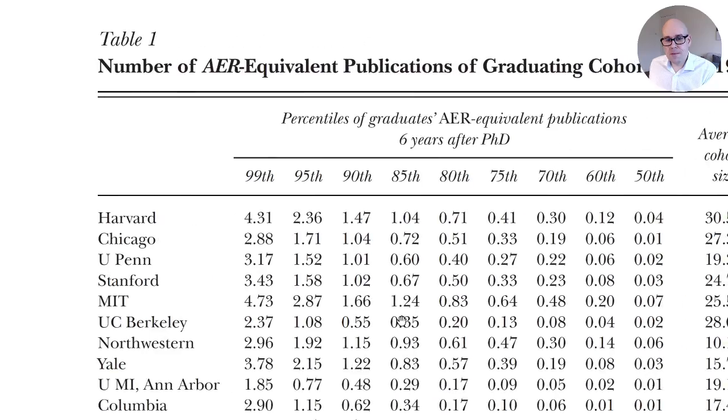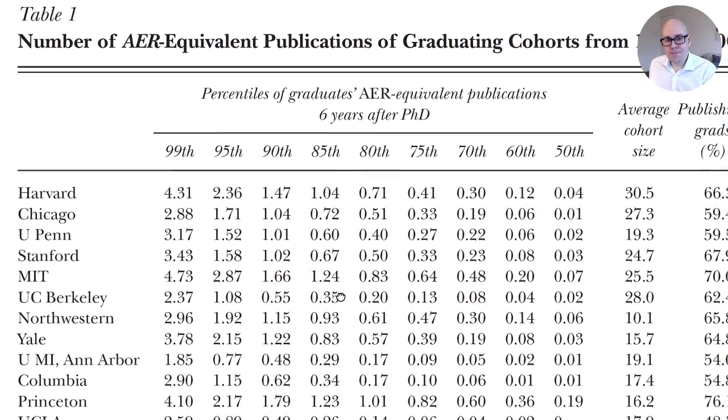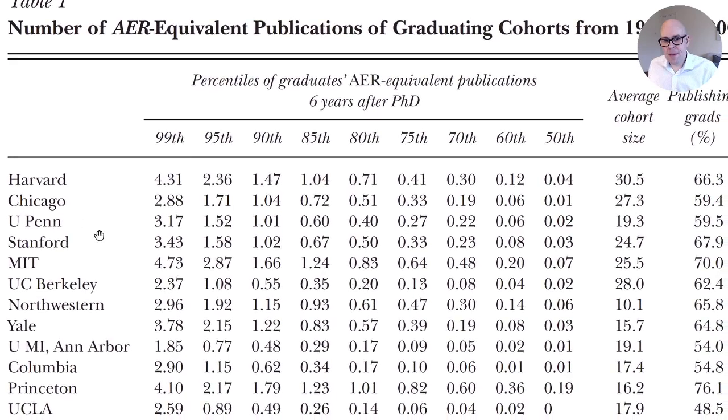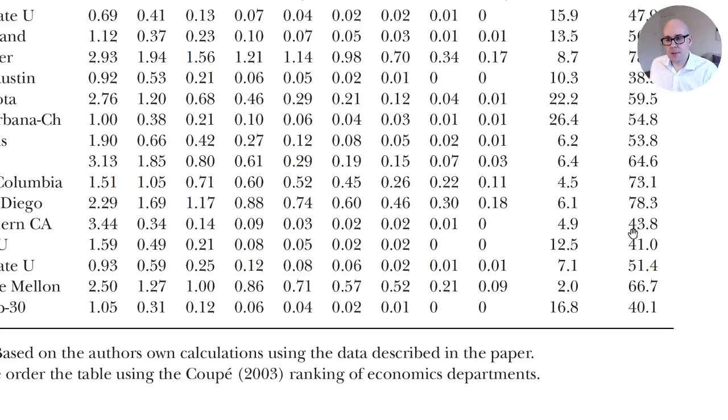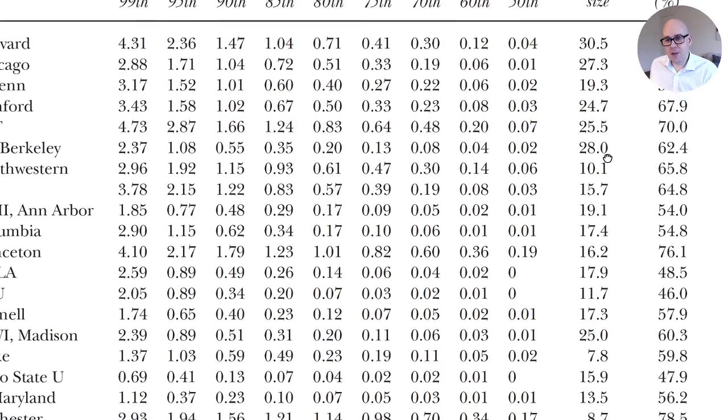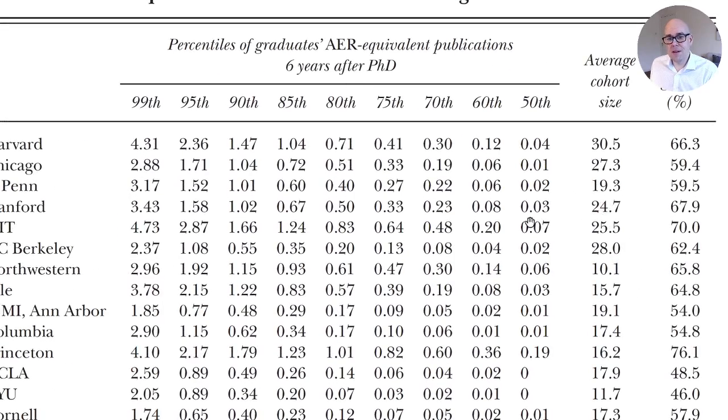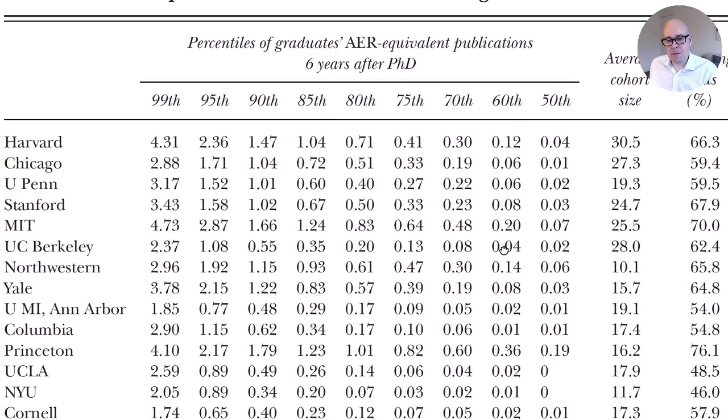So the first university is Harvard. What you see here is that from Harvard, the average PhD cohort size is 30.5, and about 2/3 of these guys have been publishing at all, which is actually a lot as compared to other programs. In other programs, when I just go down, it goes to 40%. So that's very normal that not all people get academic jobs later on, and not all people publish later on.